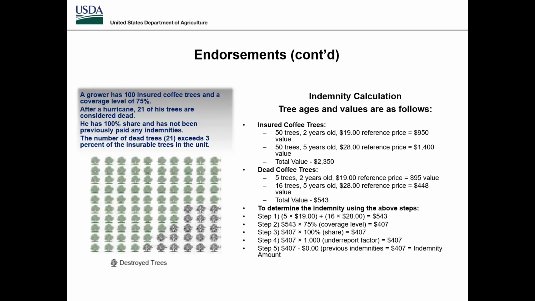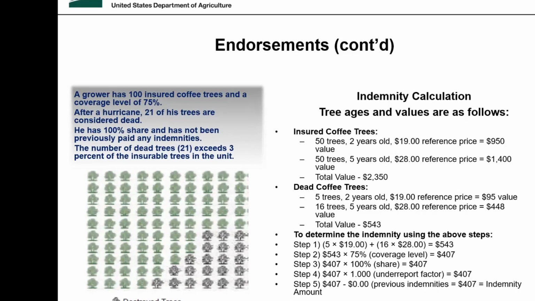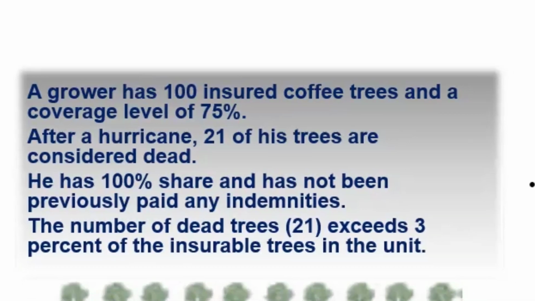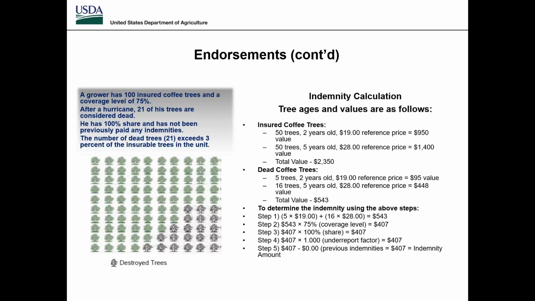So here we have an example of the occurrence loss option indemnity calculation. We have a grower that has insured 100 coffee trees at a coverage level of 75%. After a hurricane, 21 of his trees are considered dead. He has a 100% share and has not been previously paid any indemnities. The number of dead trees, 21 in this example, exceeds 3% of the insurable trees in the unit.